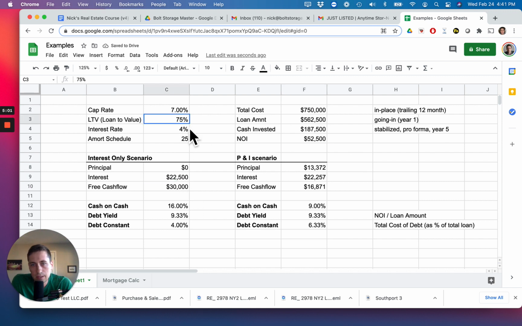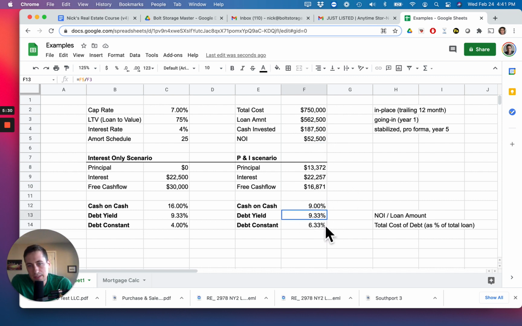Okay, now all things equal, 7 cap, we're generating $52,500 in net operating income. Free cash flow is 30 grand. Interest only, we got a 16% cash on cash. Now, if we're paying principal and interest, our free cash flow is $16,871, and that's on $187,500 invested for 9% cash on cash.